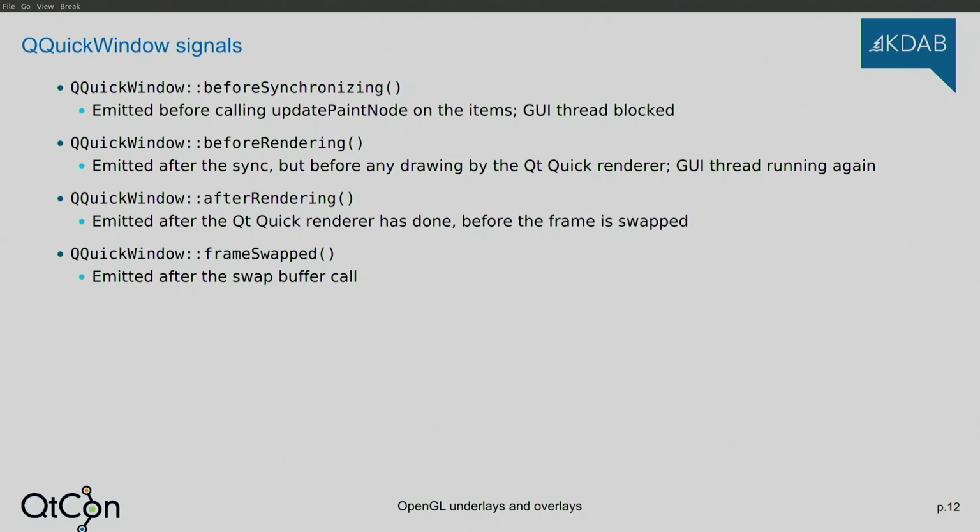For instance, we can listen to before rendering, do our own rendering, and then let QQuick continue. This in practice means that we draw OpenGL content, and then QQuick draws itself on top of it. That's how we implement underlays.